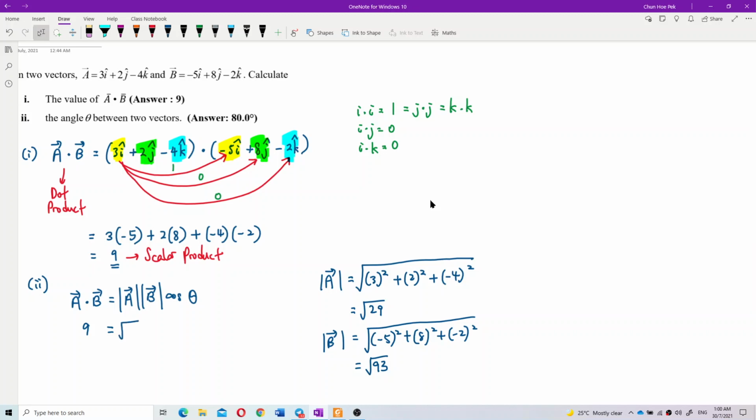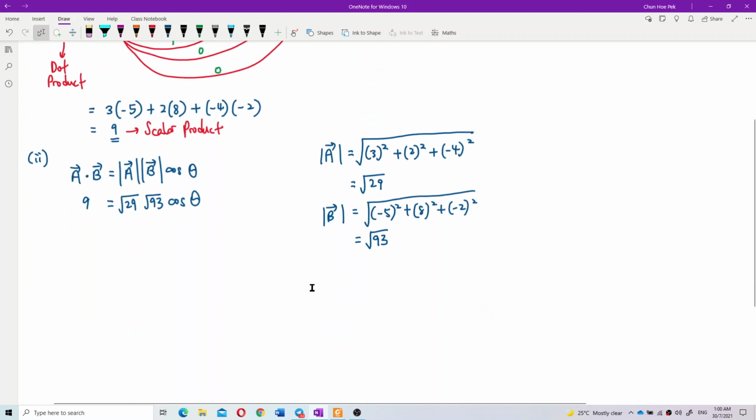Magnitude of A multiplied with magnitude of B, and cos theta. From here we can find our angle theta. All right, so let's solve it. The calculator shows that cos theta is equal to 0.1733. But this is not the answer yet because this is only the cos theta.